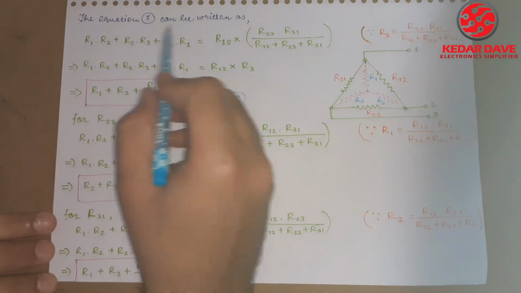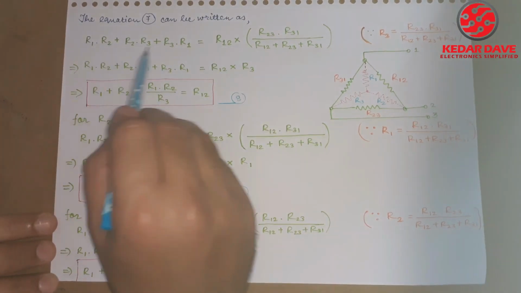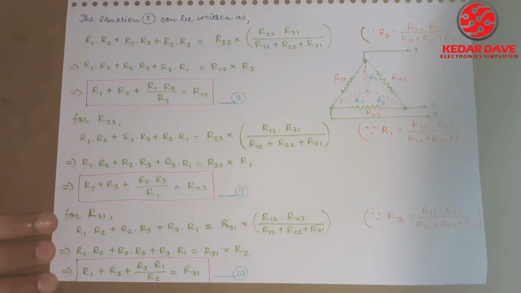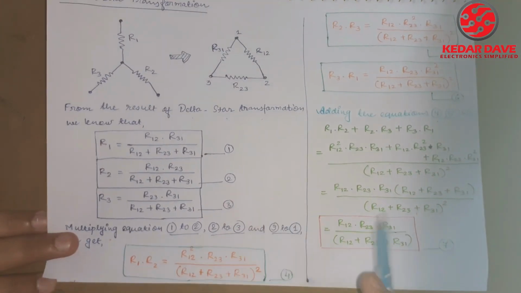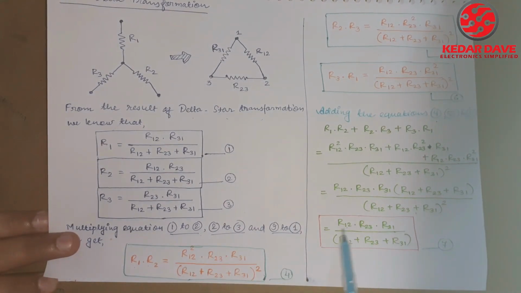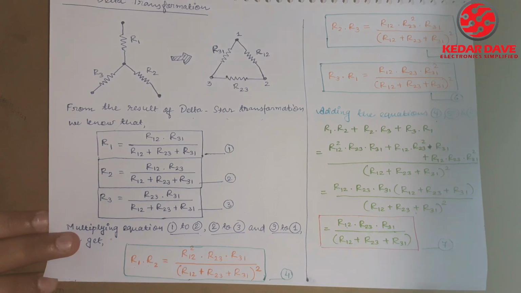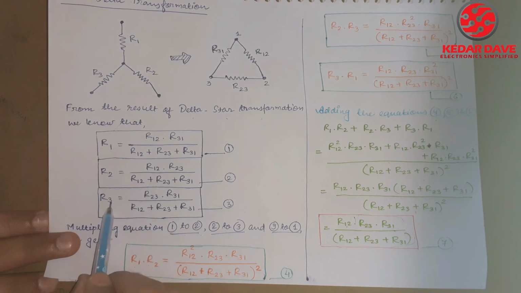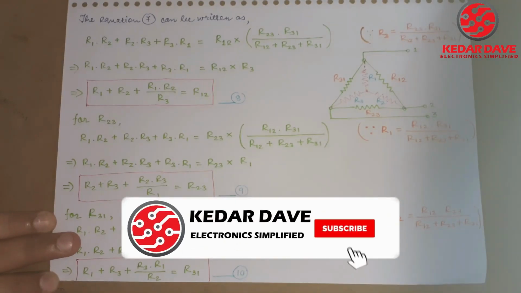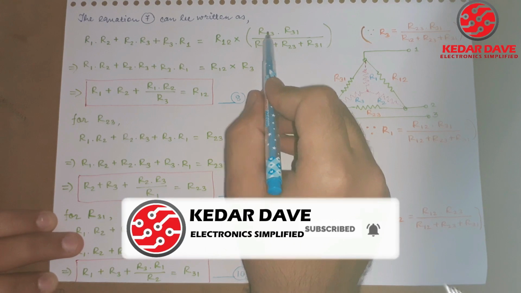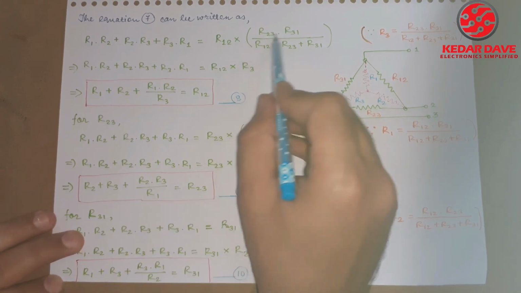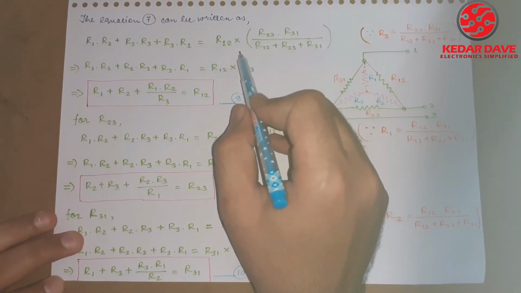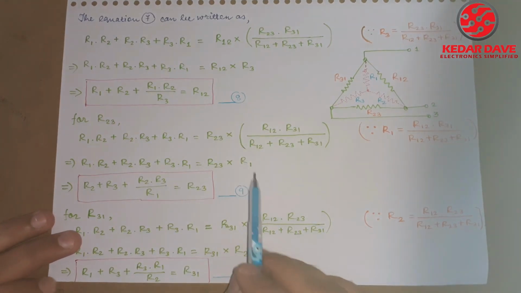Now equation 7 can be written as follows. In this term, R12 needs to be taken out, and for the rest of the terms, you can see that the term will be nothing but R23 into R31, that is the R3 term. So basically what we are going to do is take out one by one, and the remaining terms will be suggested from equations 1, 2 and 3.